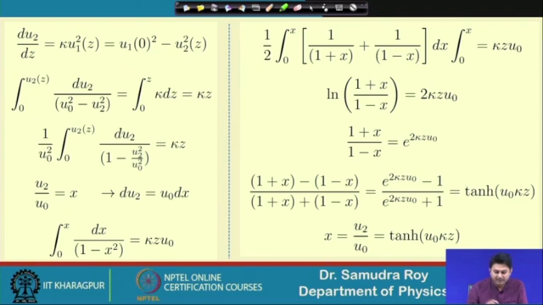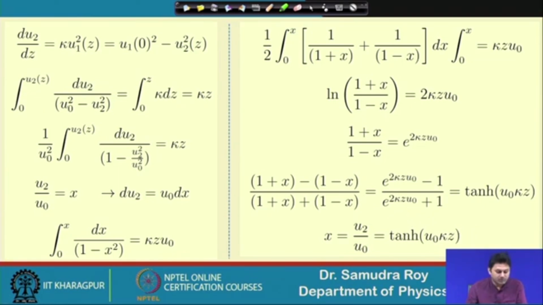So that is why I can write it as log of 1 plus x divided by log of 1 minus x, by putting the boundary conditions 0 to x. Then 1 plus x divided by 1 minus x, ln of that, on the right hand side is 2 kappa z u 0. So it will become exponential 2 kappa z u 0. So 1 plus x divided by 1 minus x is this quantity, and from that we can readily figure out what is my x. I just make a simple algebraic calculation, and this term becomes simply tan hyperbolic of u 0 kappa z.